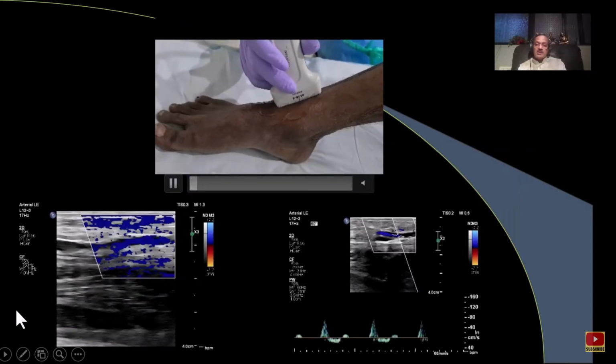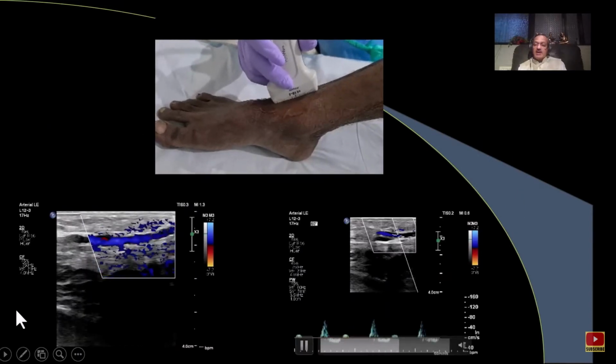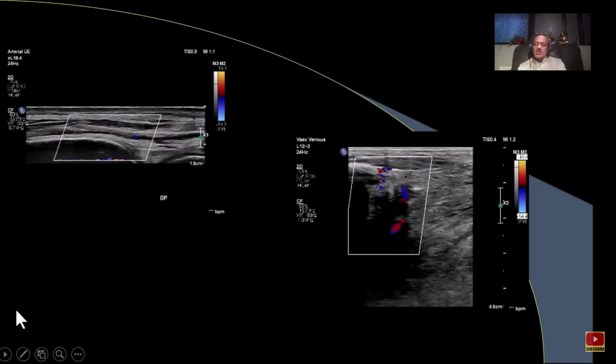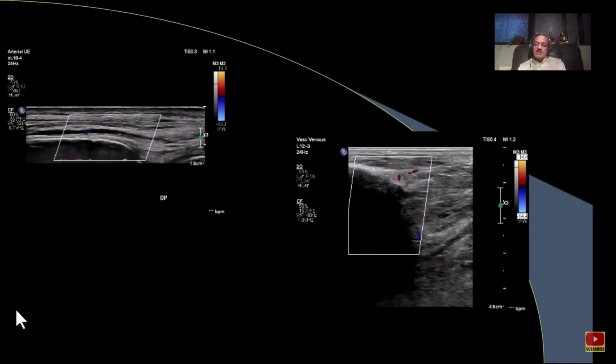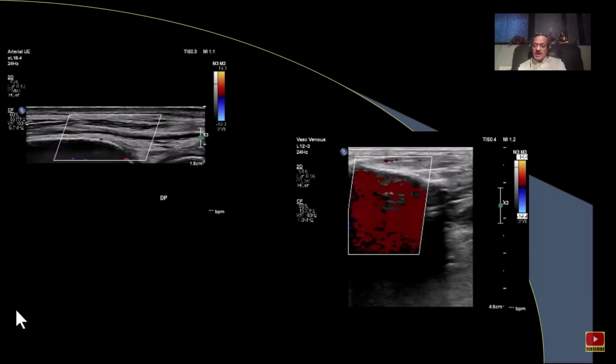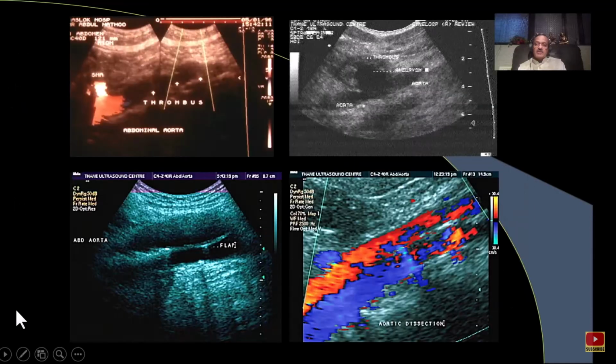We can look at the dorsalis pedis, which is a continuation of the anterior tibial artery, again typically a high resistance waveform, and then we can look at the plantars also. Nowadays, it's easy to look at the plantars. Typically, it is difficult to look at the toes as compared to the fingers in the upper limb. But we can go right up to the base of the toes.